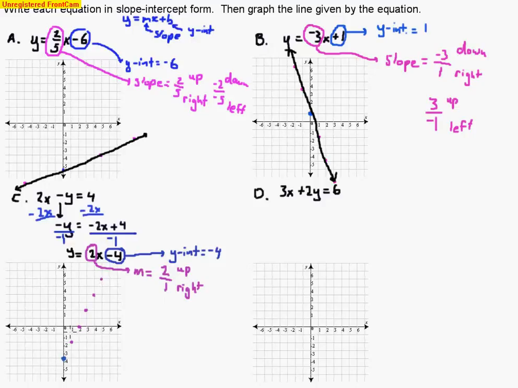I could also go the other way. I could end up going down 2, 1 to the left, because a negative over a negative makes a positive. And so then I would go down 2, 1 to the left, down 2, 1 to the left. And then from there, I can draw that line. So when I do that, sketch that line right through those points.